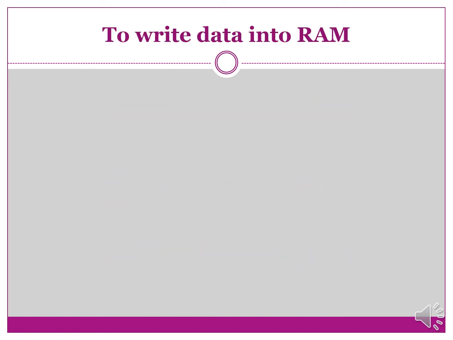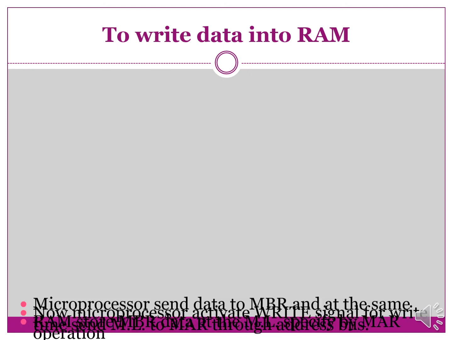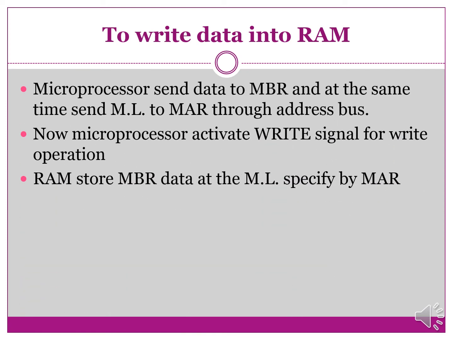To write data into RAM, the microprocessor sends data into the memory buffer register and the address into the memory address register. At the same time, it sends the write signal to activate memory for the write operation. Then RAM will store the data in the memory buffer register at the location whose address is given in the memory address register.